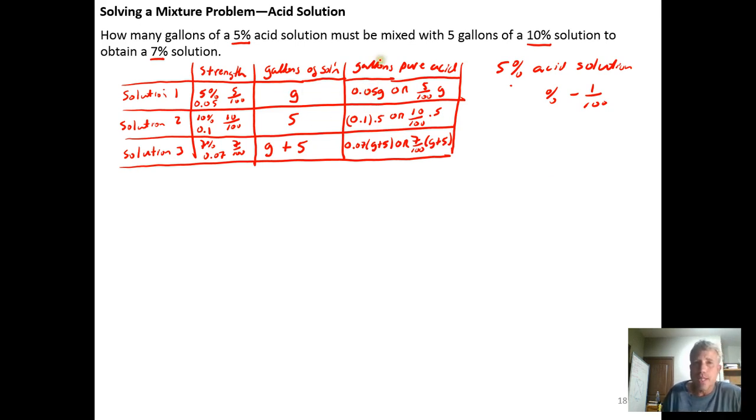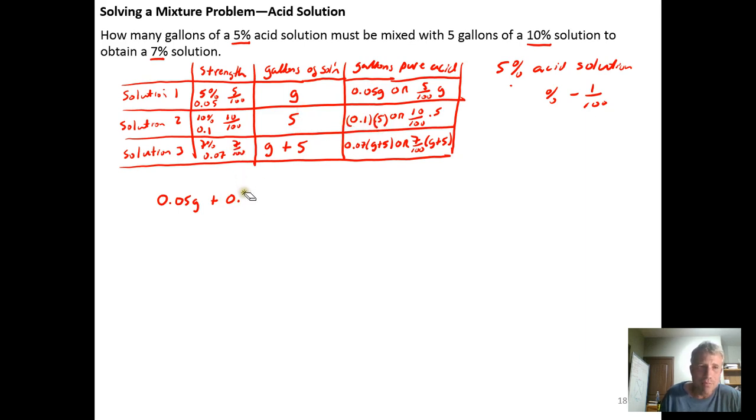So if I'm doing it from a decimal perspective, first, I have gallons of pure acid coming from the 5% solution, plus the gallons of acid coming from the 10% solution need to add up to the gallons of acid for the 7% solution. So I get my linear equation. I get 0.05 G. That's my gallons of pure acid from the 5%, plus 0.1 times 5, which is going to be 0.5. So I get 0.5.